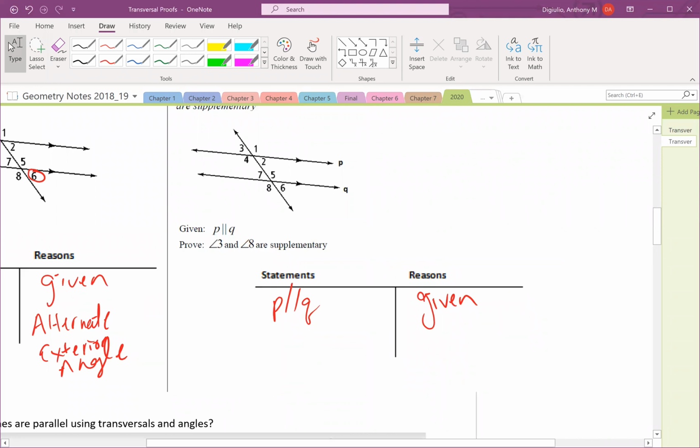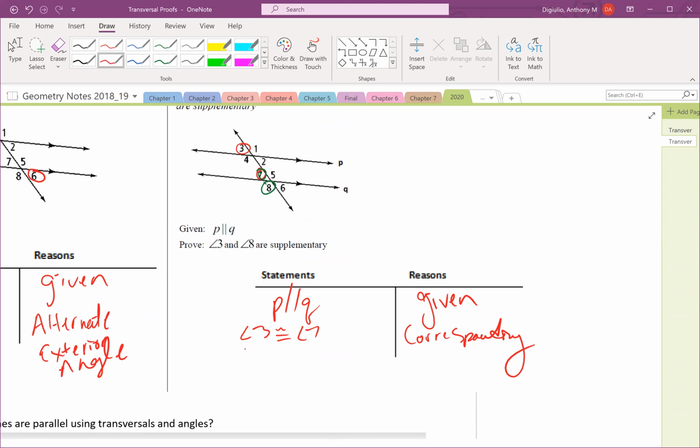So for instance, if I know that these two are parallel, well, I know that angle 3 is going to be congruent to angle 7 because they're corresponding angles. I know that 7 and 8 are supplementary. So angle 7 and angle 8 are supplementary because they're a linear pair.